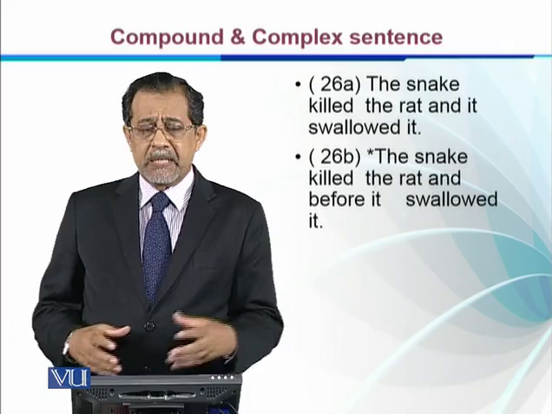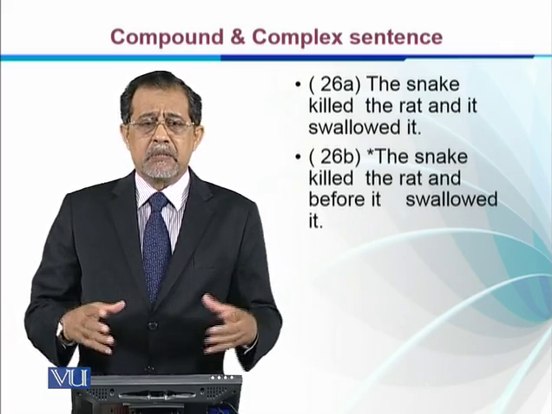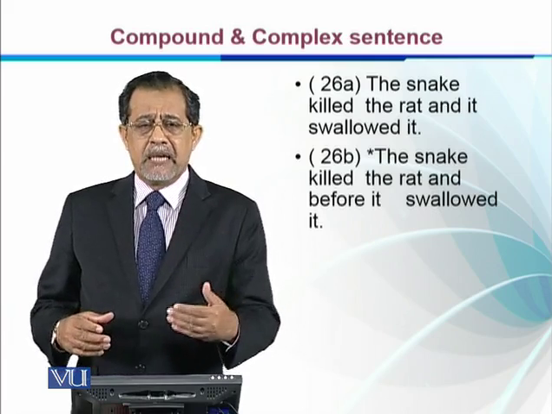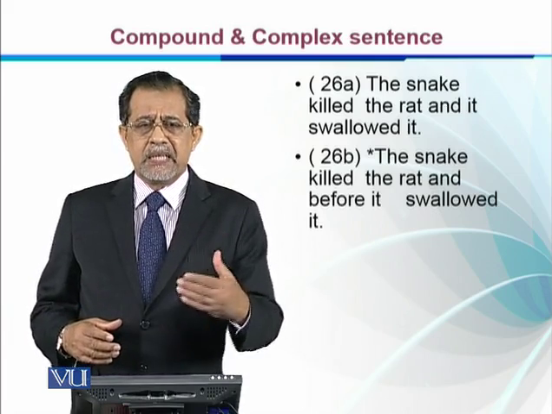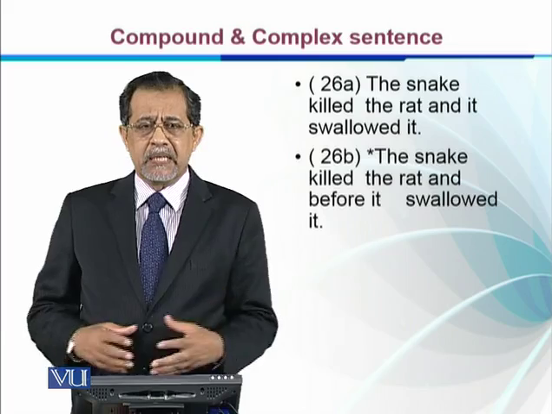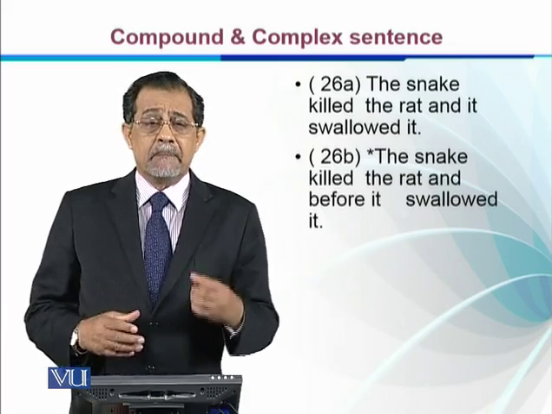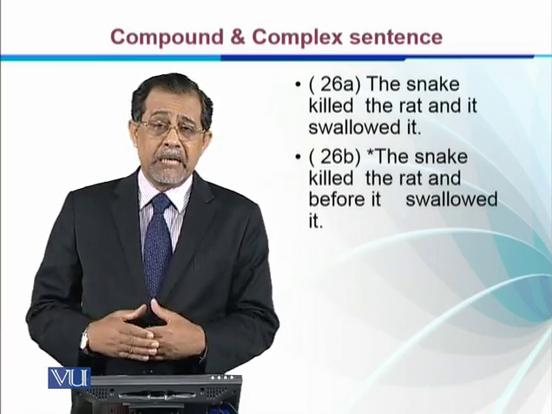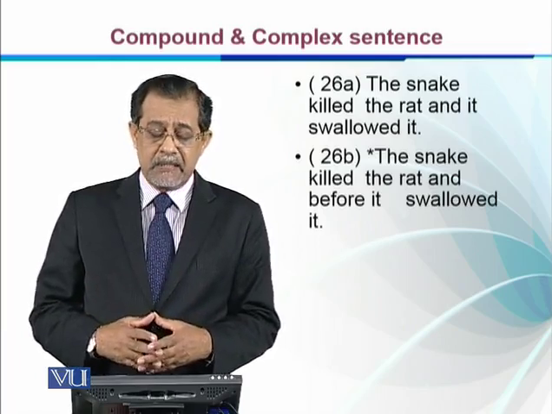So these are the types of clauses, compound and complex sentences. A compound sentence has two clauses or more than two clauses which are independent, and if they have one dependent clause, then it becomes a compound-complex sentence, and an independent clause with a dependent clause makes a complex sentence.